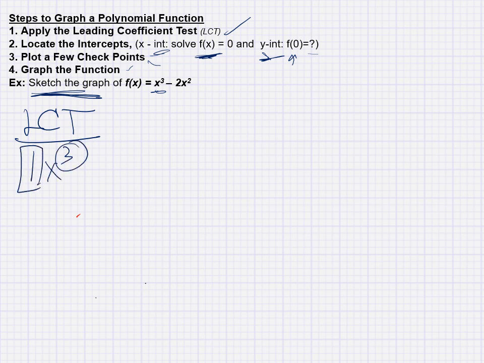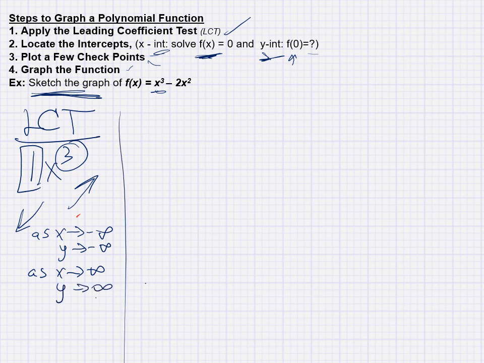So positive and odd, if you refer to our little table we had, is essentially up and down on either side. So we would say as x goes to negative infinity, y is going to negative infinity, and as x goes to positive infinity, y is going to positive infinity. That's the first thing we do. Second thing we do, intercepts. So the y-intercept, f of 0.